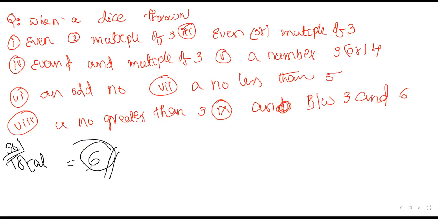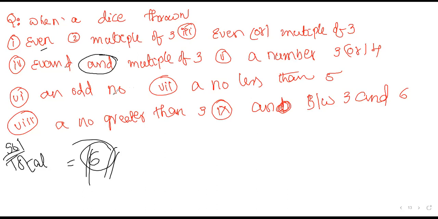If a dice is thrown, the total possibilities are only 6. In that, even number means we are having 2, 4, 6. Multiple of 3 means only 3 and 6. Even or multiple of 3 means 2, 3, 4 and 6. Even and means what? Intersection. An even number as well as a multiple of 3 means we only have the digit 6. Then a number which is 3 or 4 means one time it will be 3, 1 out of 6, one time it will be 4, 1 out of 6. So total 2 out of 6.